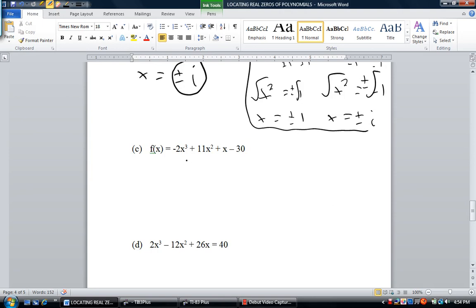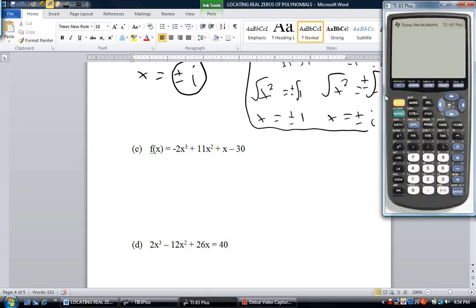Now let's look at this example C. I'm going to graph it. That's my first reaction, because I need to find a zero. A rational zero, at least one. So let's type in negative 2x to the third plus 11x squared plus x minus 30. We're going to graph it.